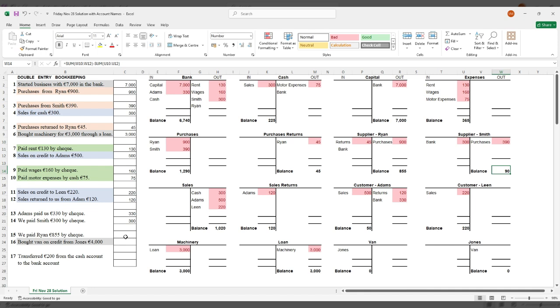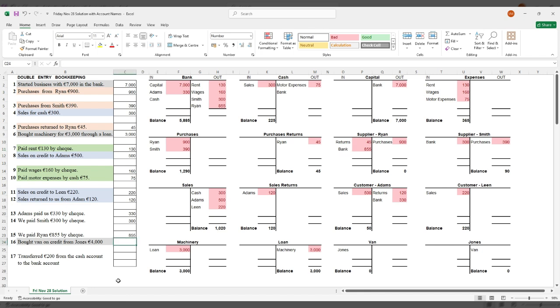Okay, we're almost there. We paid Ryan 855 by check. Again, Ryan is another supplier, right? 855. First thing, out of the bank account, 855. Who have we paid? We've paid Ryan. Where's Ryan's account? Here, 855 bank. Basically, that's where that payment came from. We didn't pay him by cash. We paid him by a check from the bank, right?